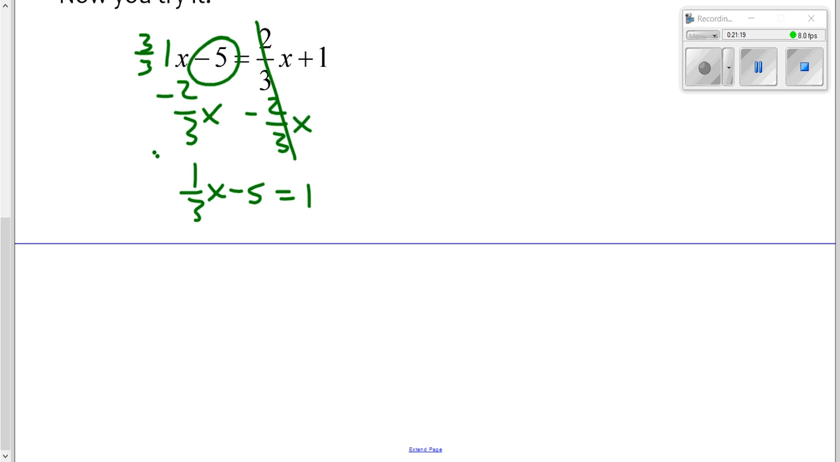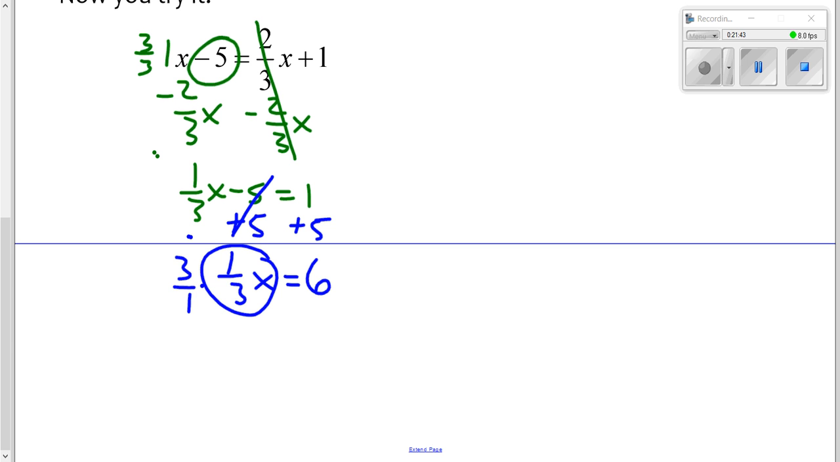Okay. So now I have a two-step problem. I can go ahead and do the opposite of subtracting 5, which is to add 5. That's going to go away. I'm left with 1/3 x. Over here I get 6. Right here, this is multiplication, so I'm going to undo it by division, but when I divide by fractions, I have to flip it and multiply. Okay, so that's just going to make all that go away. I'm left with the x over there, and 6 times 3 is 18. Okay, so we just wanted to do that one with you.